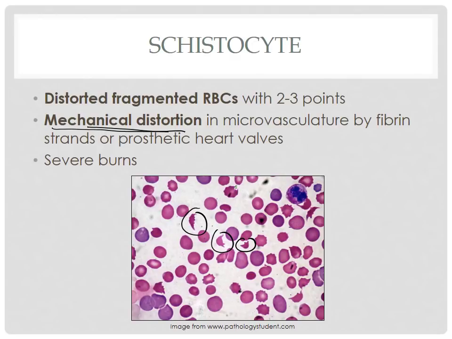In some examples, microvascular fibrin strands, these are often caused by something we'll be talking about in another lecture called DIC or TTP. DIC is disseminated intravascular coagulation, and TTP is thrombotic thrombocytopenic purpura. And both of these involve fibrin clots, and those clots actually tear apart or shear those blood cells apart. You can also see something similar to this with prosthetic heart valves, and often you can see this in patients with severe burns.